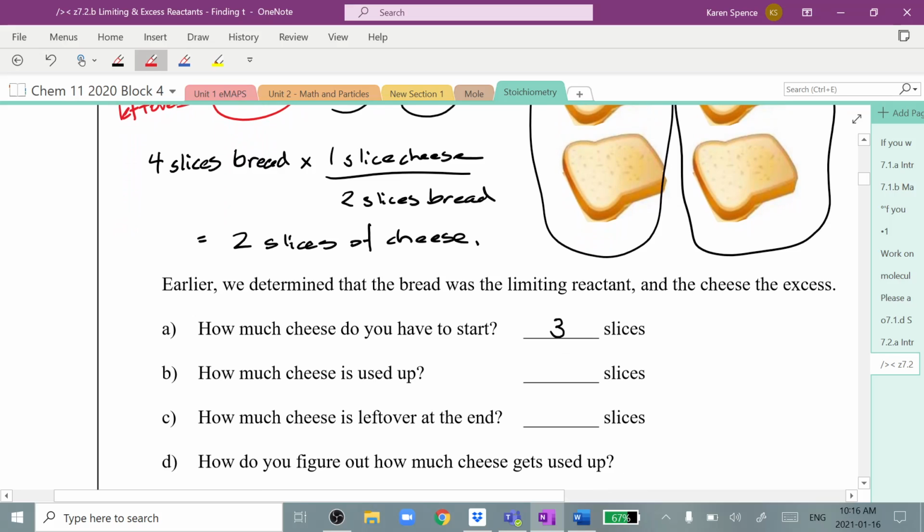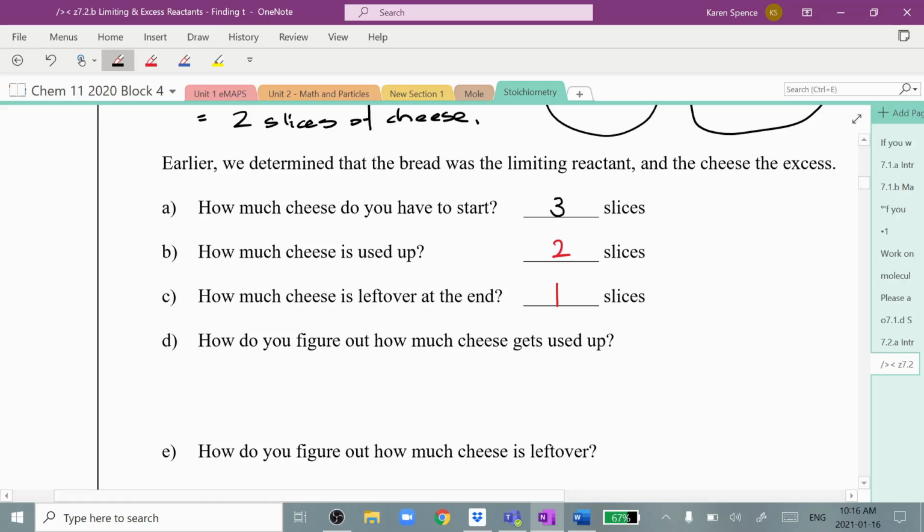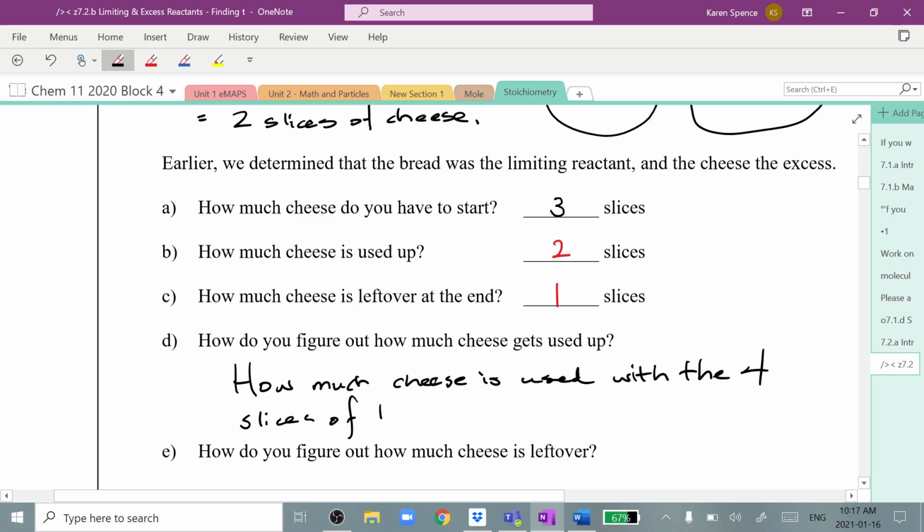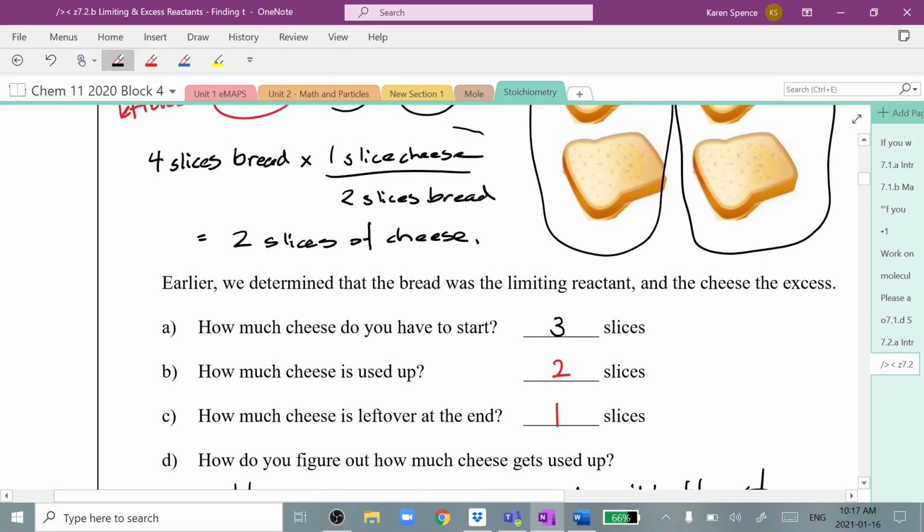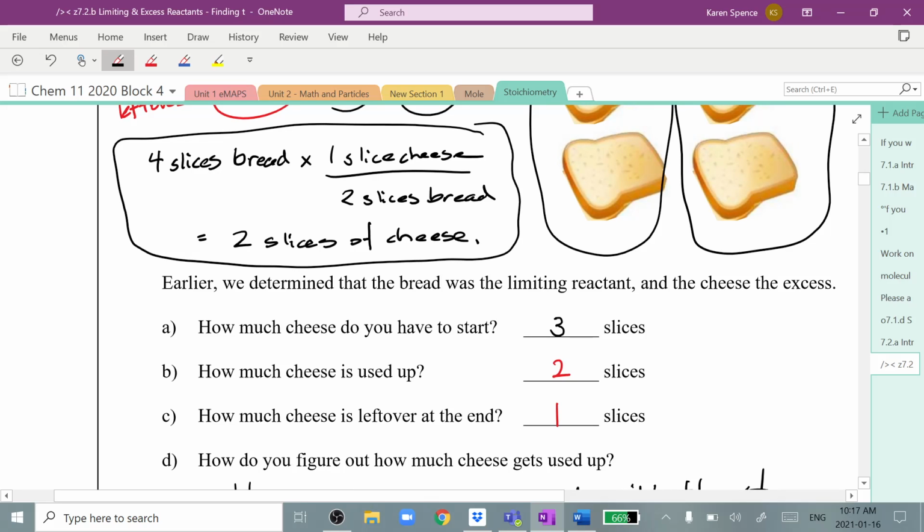Okay, how much cheese is used up? Well, 2 slices. How much cheese is left over? 1 slice. How do we figure out how much cheese gets used up? Well, we figure out how much cheese is used with the 4 slices of bread. And you can do that just like we did here via unit conversion, or you can just look at it, okay?